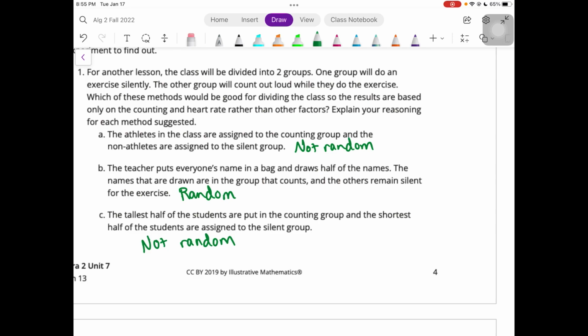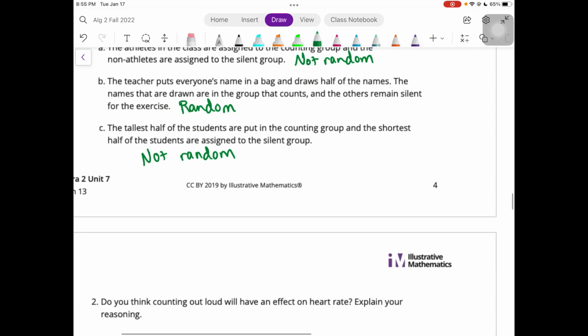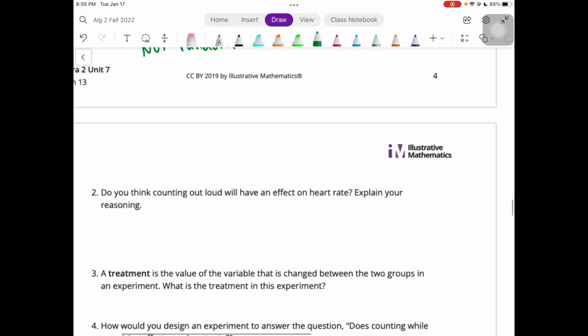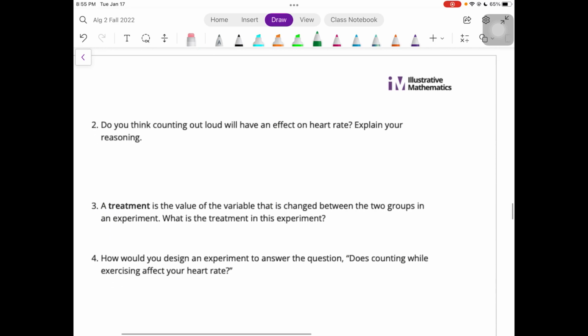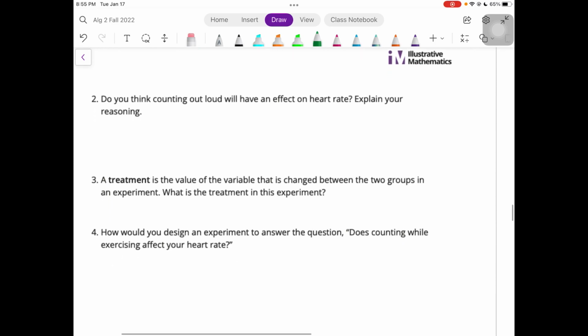Anyway, all right. Let's take a look at, do you think counting out loud will have an effect on heart rate? Probably not. There might be a little bit more physical effort to speak the numbers, but it probably won't make a measurable difference.